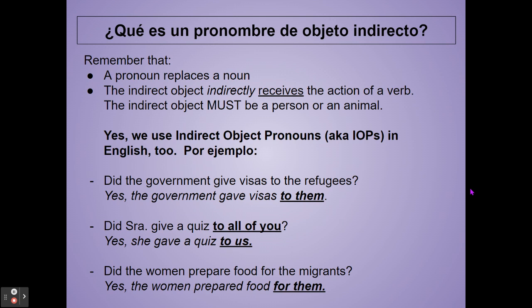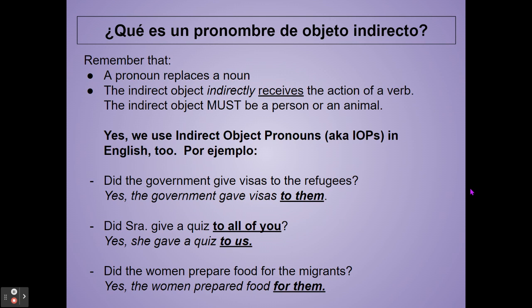So did the government give visas to the refugees? So what we're looking for to figure out the indirect object is to whom. So to whom did the government give visas? The indirect object in the original question is to the refugees, okay? And yes, the government gave visas to them. So to them as the indirect object pronoun, replacing the original indirect object to the refugees.